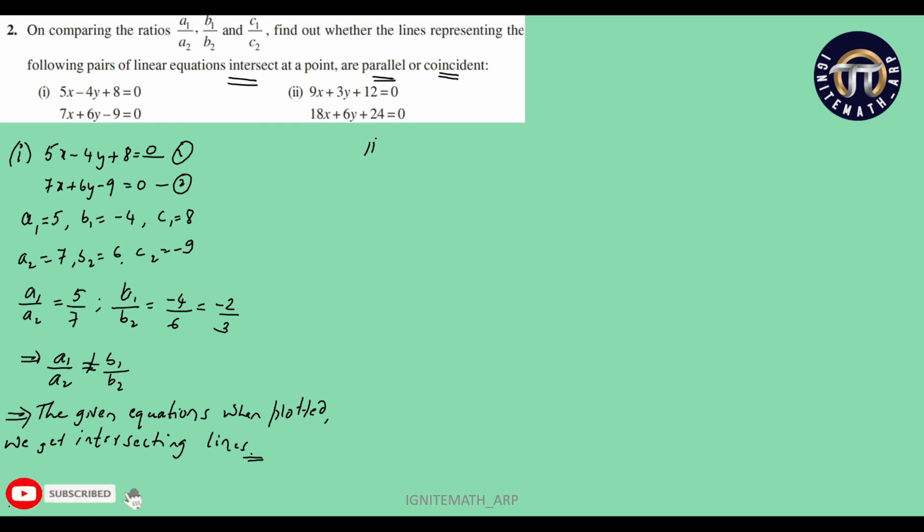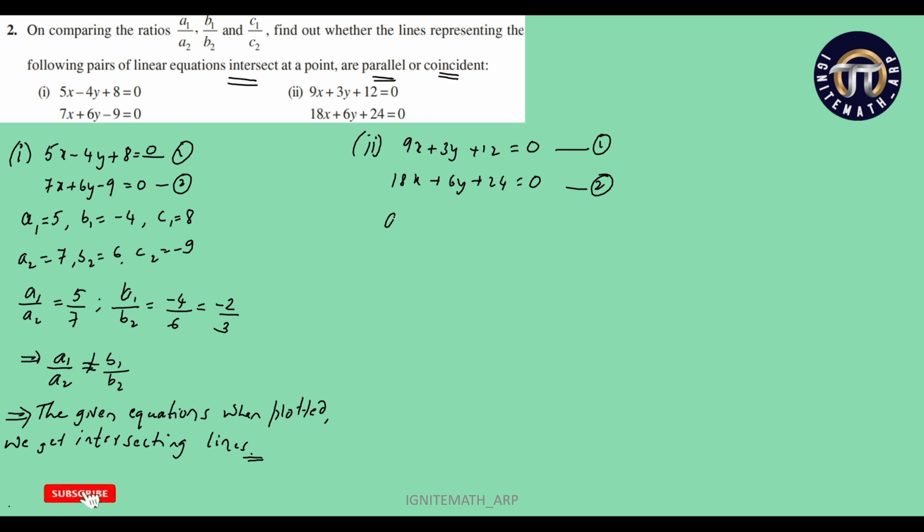Okay, so next one is the second one. Look at the second equation, children. It is 9x plus 3y plus 12 is equal to 0, that is the first equation, and 18x plus 6y plus 24 is equal to 0, that is the second equation. Just by seeing the coefficients you can guess, but marks are obtained only when you write the steps, so better to write the steps. If it is multiple choice, directly you can answer. I will write down a1 is equal to 9, b1 is equal to 3, c1 is equal to 12, then a2 is equal to 18, b2 is equal to 6, and c2 is equal to 24. Clear, children?